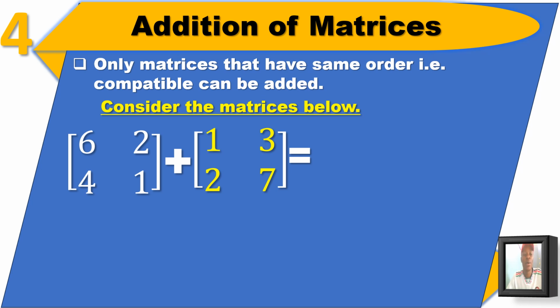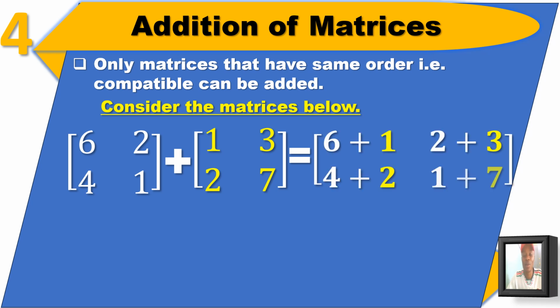How do we add this? We take the element 6, which is in position 1 1, row 1, column 1. We add it to the second element, which is 1 in the second matrix, also in the same position 1 1. So that is why we say 6 plus 1, and the same happens to 2 plus 3. Remember, they share the position. 2 is in 1 2, 3 is also in position 1 2. So that's why we add them in that particular manner.